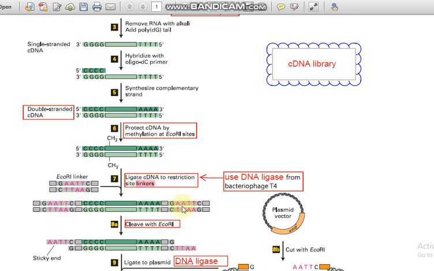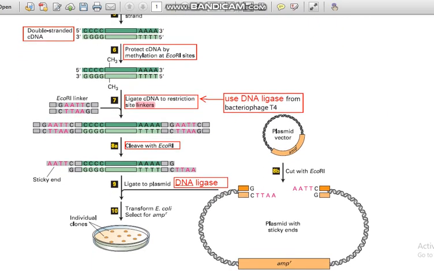Now what is a linker? Linkers are double-stranded DNA molecules which contain a recognition site for a particular restriction enzyme. Here we are using DNA ligase from bacteriophage T4 to ligate this linker to our complementary DNA. As we all know, this type of ligase is very useful if we want to ligate any structure which has blunt ends. This linker has blunt ends at both sides, so we are using this type of DNA ligase.